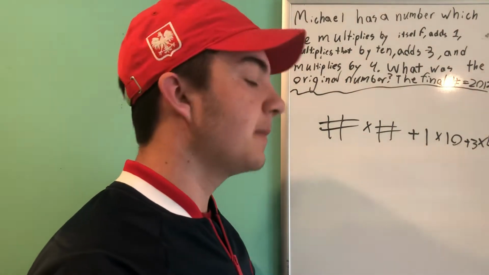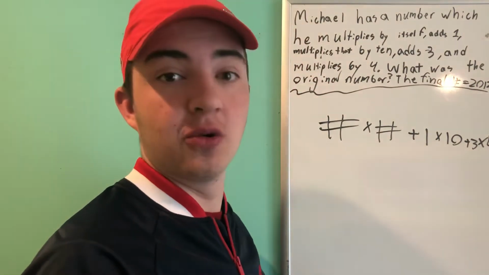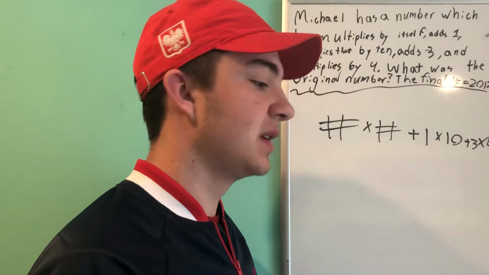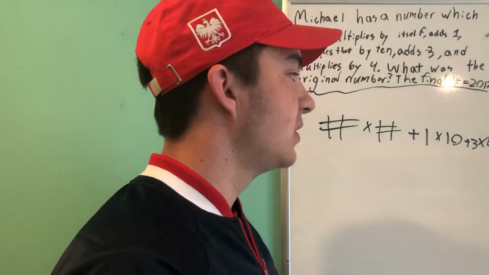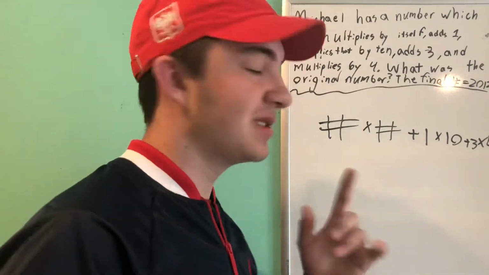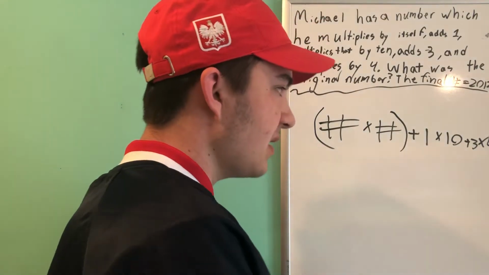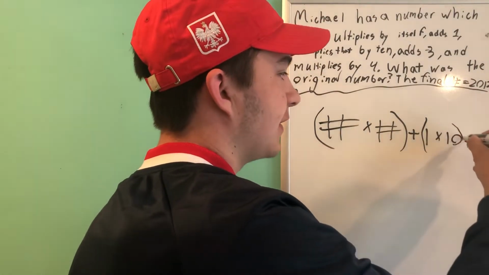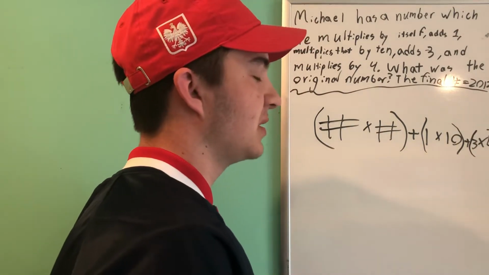It's confusing, right? Well, if you remember, in one of my videos I went over PEMDAS, or order of operations, what you do first. Usually you do parentheses first. We don't have that, so the next biggest thing we have here is multiplication. So we do multiplication first. That means the number times the number first, and then 1 times 10, 3 times 4, and this all equals 2012.